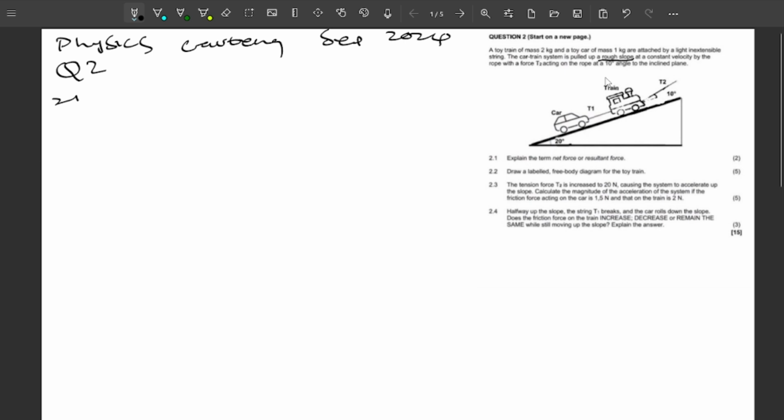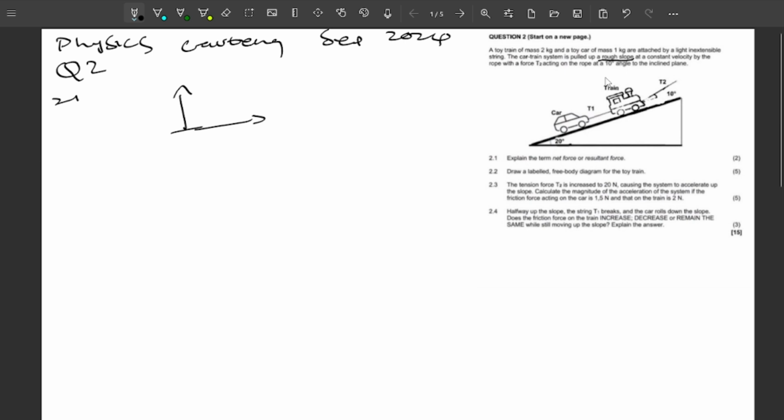So now, 2.1: explain the term net force. They want us to explain the term resultant force. The majority of students know the term resultant force, but when it comes to explaining it, it's quite hard. So the resultant force, in simple terms, let me explain it.